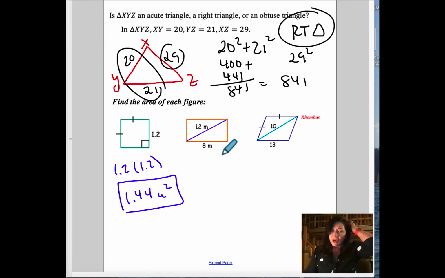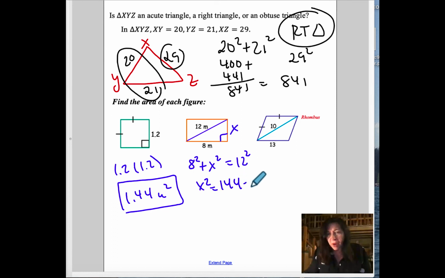For this problem here, find the area of each figure. So this is a rectangle, and the way you find the area of a rectangle is length times width, base times height. So we already know it's 8 times this value here, but I don't have that value. So I'm going to use the right triangle and the Pythagorean Theorem first. So we're going to go 8 squared plus, we don't know what that side is, we'll call it x squared, is equal to 12 squared. So x squared is equal to 144 minus 64, which is 80. So x is equal to the square root of 80.